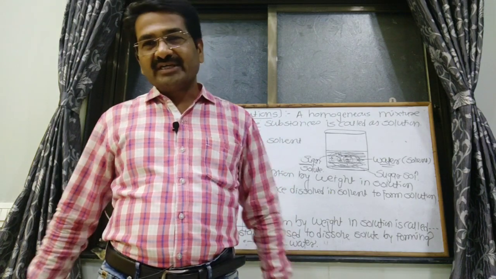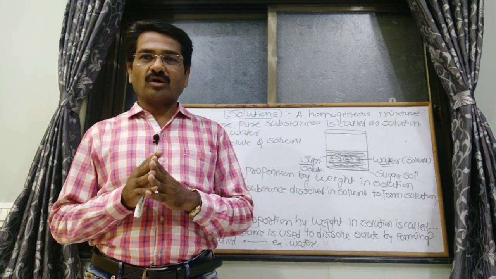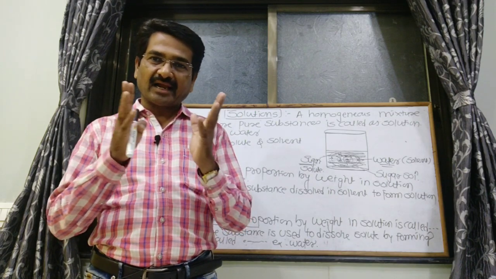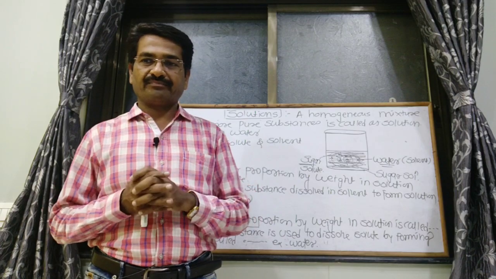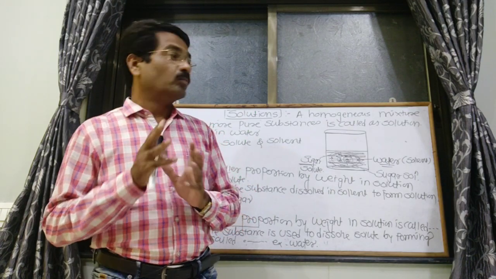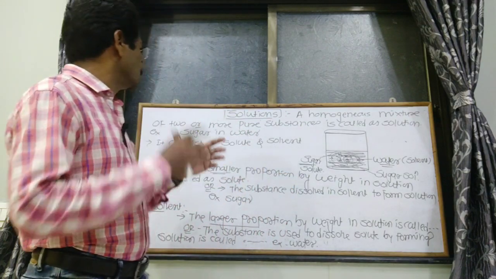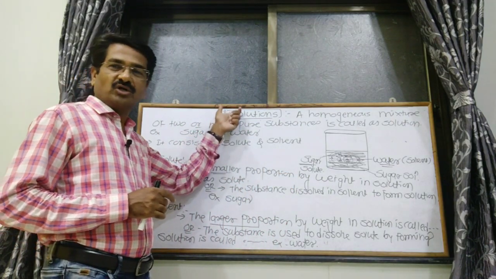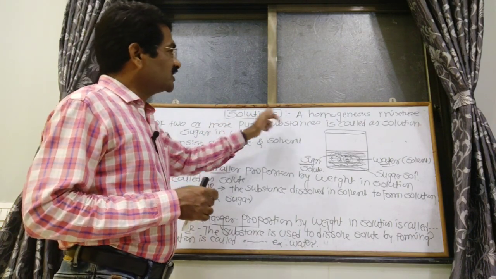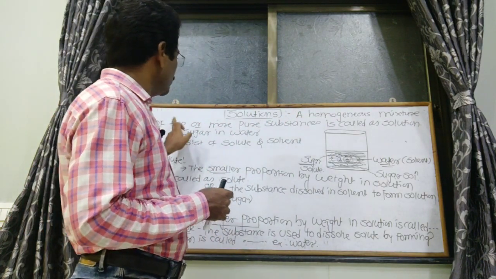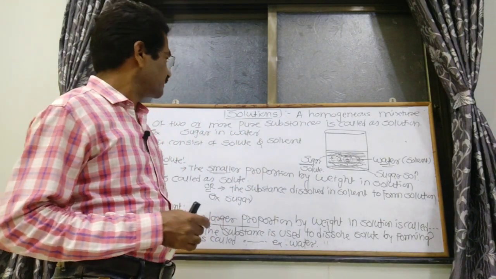What is homogeneous? The mixture in which two or more substances combine together and form a uniform mixture is called a homogeneous mixture. A homogeneous mixture is called a true solution. That is the name of the chapter. What is a solution? A homogeneous mixture of two or more substances is called a solution.